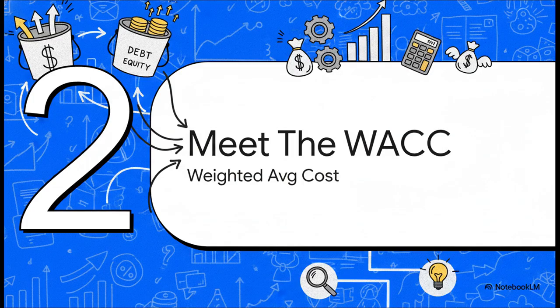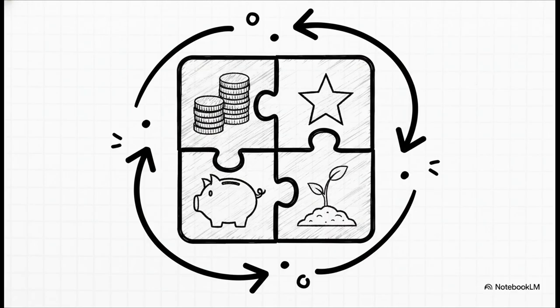Which brings us to Section 2, Meet the WACC. So how does a company calculate its total funding cost across those buckets to make smart investment decisions? Because, let's be real, neither bucket of money is actually free. They use the weighted average cost of capital, or WACC. This blends the costs of four specific long-term financing components together: cost of debt, cost of preferred stock, cost of retained earnings, and cost of new common stock.